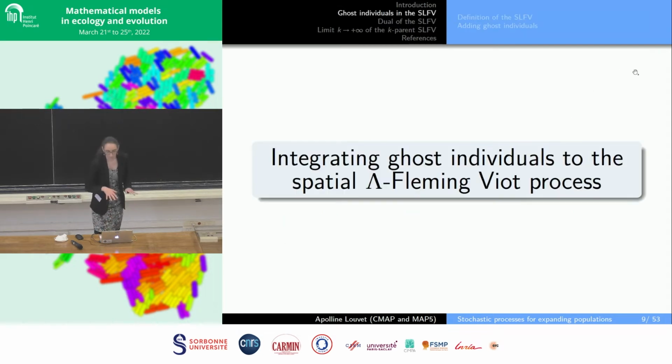So, during my PhD, I've been applying this concept of ghost individuals to one population genetics process, which is continuous in space and in time, and which is called the spatial Lambda-Fleming Viot process, which we refer to as SLFV because it's shorter.